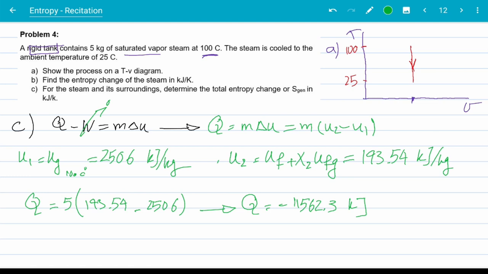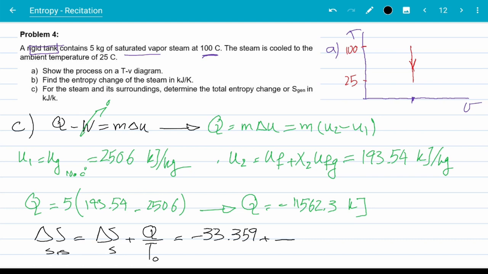So the surroundings is actually gaining the heat. I can say delta S, capital, for both the system and the surroundings is the delta S of the steam plus Q over T0 for the surroundings. Now delta S for the steam, we already know it's minus 33.359. The entropy of the surroundings is 11562.3 over the temperature of the surroundings, 25 degrees Celsius. We need to plug the Kelvin number here. So 25 degrees Celsius is 298 degrees Kelvin.